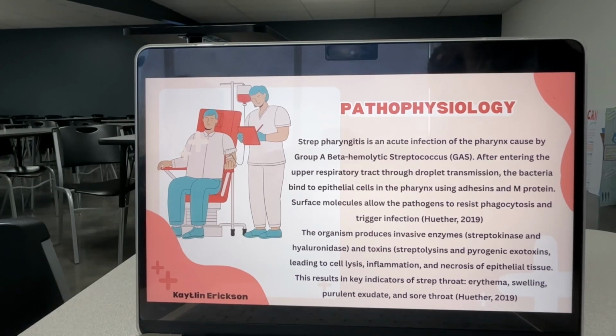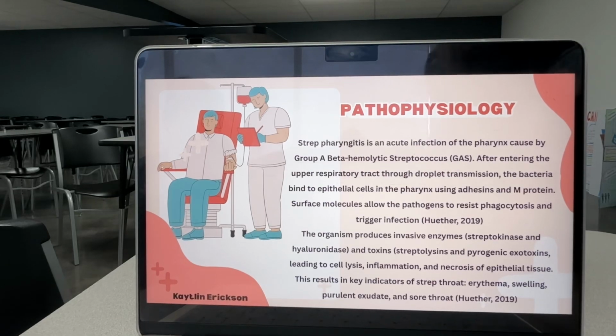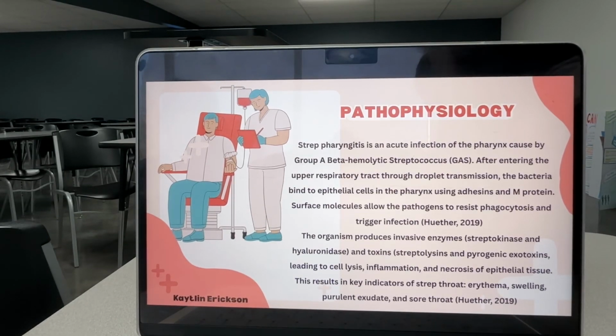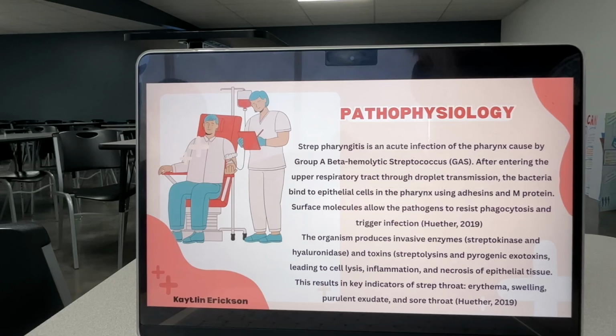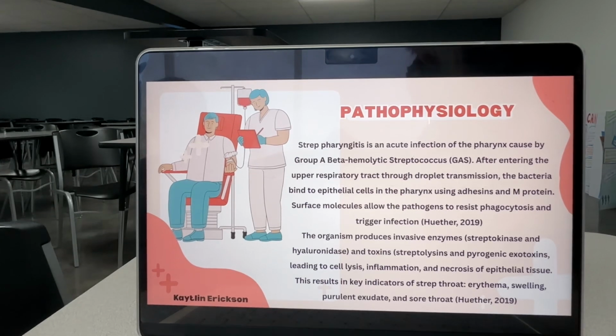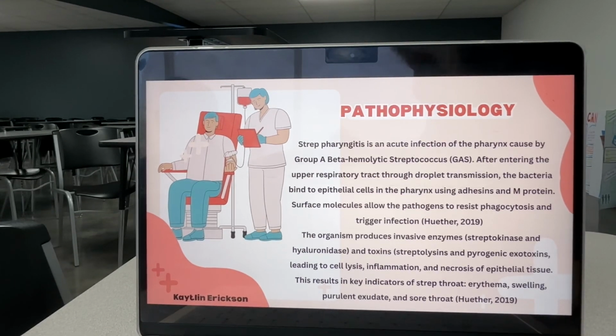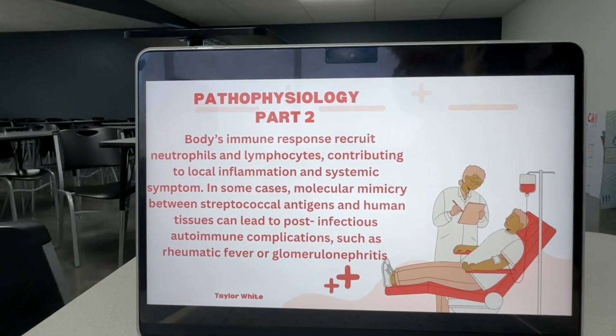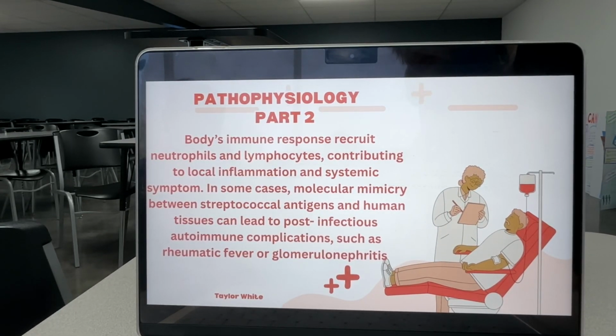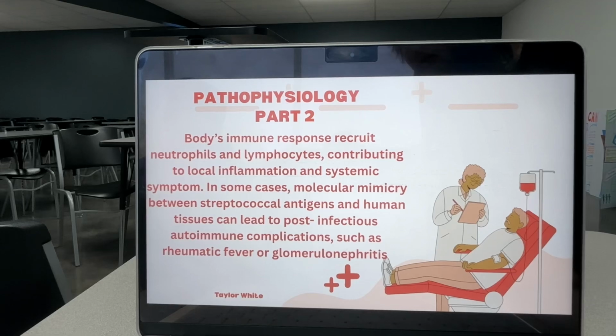Organisms produce invasive enzymes and toxins, leading to cell lysis, inflammation, and necrosis of the epithelial tissue. This results in key indicators of strep throat. The body's immune response recruits neutrophils and lymphocytes, contributing to local inflammation and systemic symptoms.